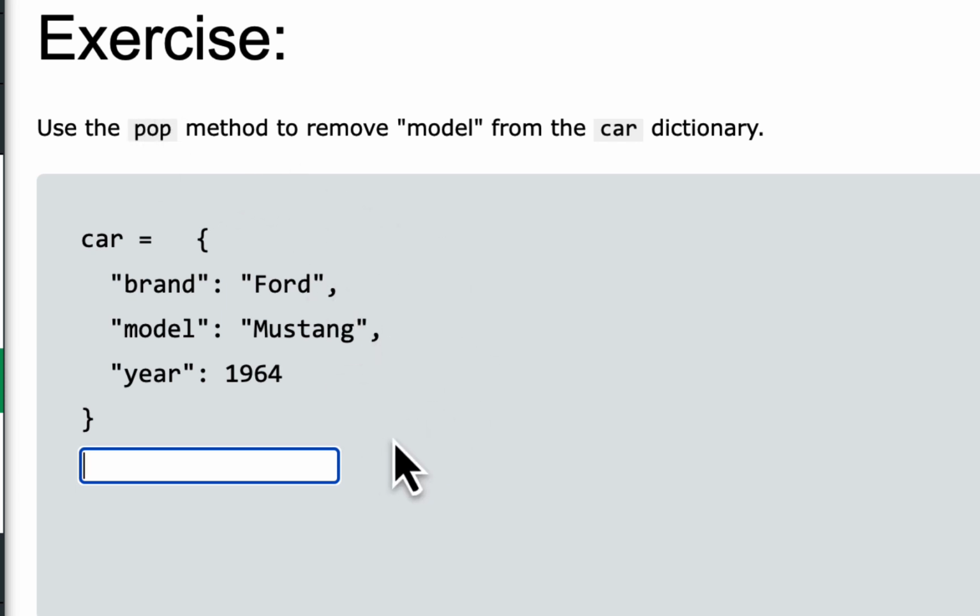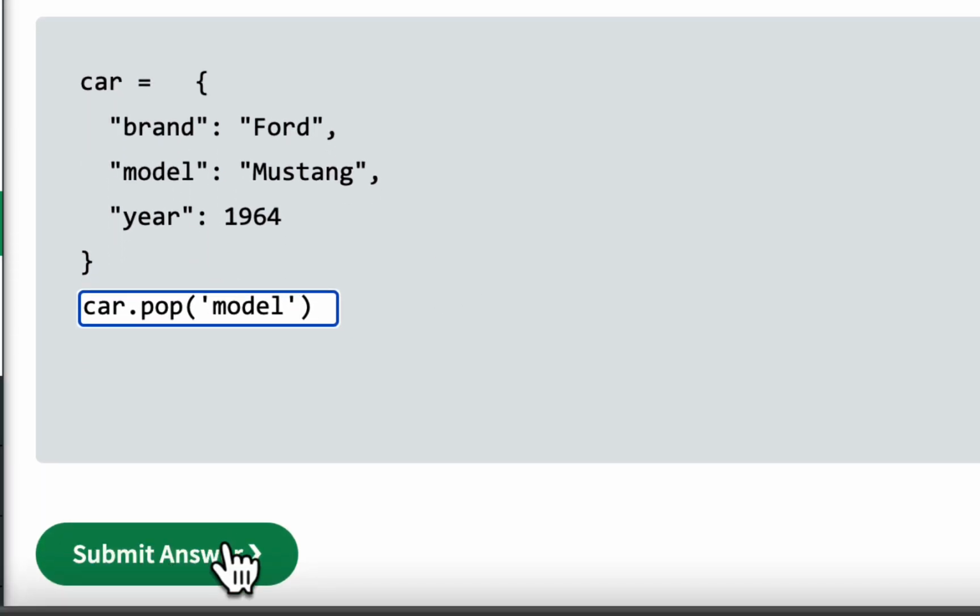Now remember, that removes whichever one you want. So we're going to use a method. So remember, it's car.method, car.pop. And we'll put our parentheses in there. And what we want to remove is model. So I'll put the quotes, because it's not a variable. If you didn't have quotes, it would be a variable. It's not a variable. Let's do that. And let's submit answer. And that's correct.